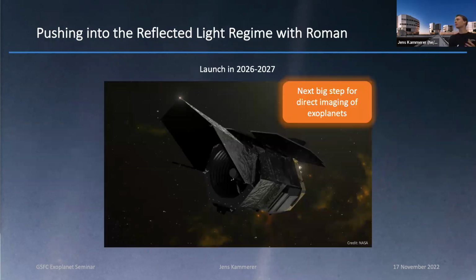So the next big step in the high contrast imaging of exoplanets will be Roman, which will hopefully be launched in a couple of years from now, and for the first time peer into the reflected light regime. All the observations that I've shown you before with JWST are in thermal emission, at wavelengths longward of at least a micron, often longer than that, and basically probe the thermal emission of the planets. With Roman, for the first time, we will be able to look at reflected light from those planets and also to study mature objects that are not as young as the ones that we have been studying so far.